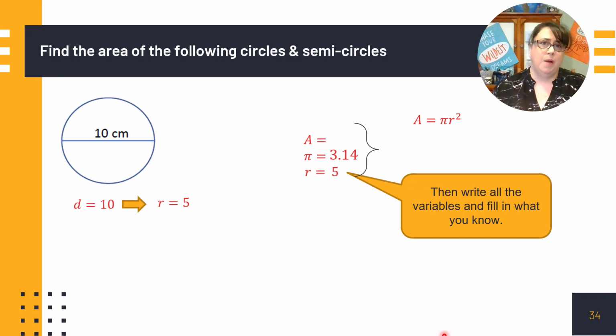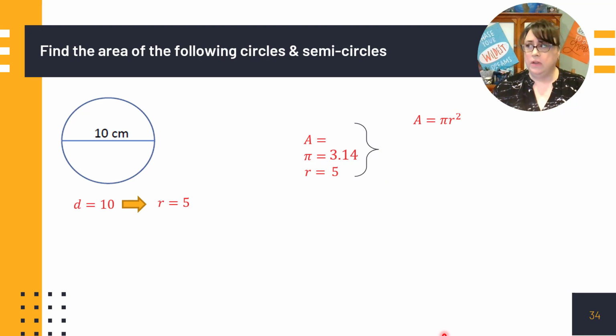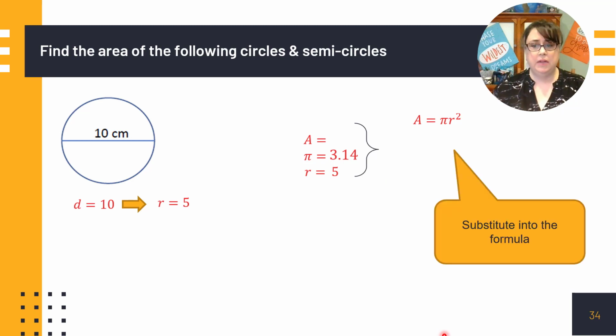I don't get too hung up on you showing me that you divided it by 2 because most people can go pretty clearly between one and the other just by looking at the diagram. So you don't have to show you divided by 2, but if you need to, go ahead and do it. So now what do you do? You substitute into the formula. When you substitute in the formula, you're going to put it in parentheses so that you know you substituted it. You show that substitution. You don't skip a step.